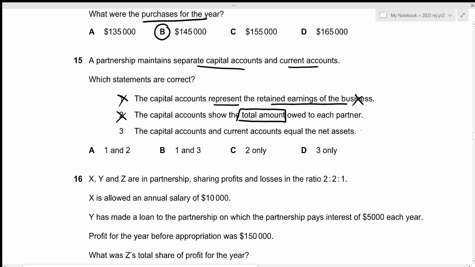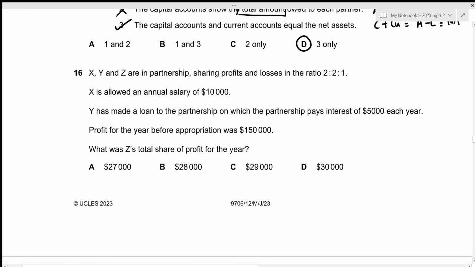This is actually true because remember our accounting equation, asset will be equal to our capital, and in case of partnership it will be plus the current balances as well plus our liabilities. So capital plus current account balances is just going to be asset minus liability, which is the net assets. So our third statement is correct. And the correct answer is given by option D. Let's move towards the 16th question.